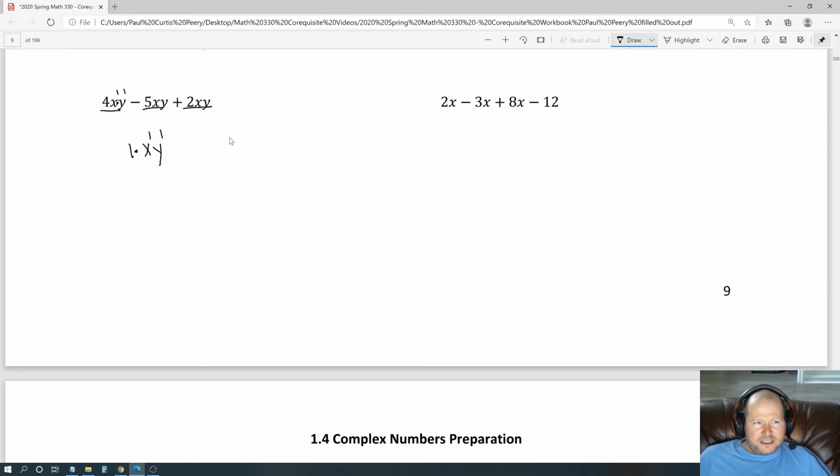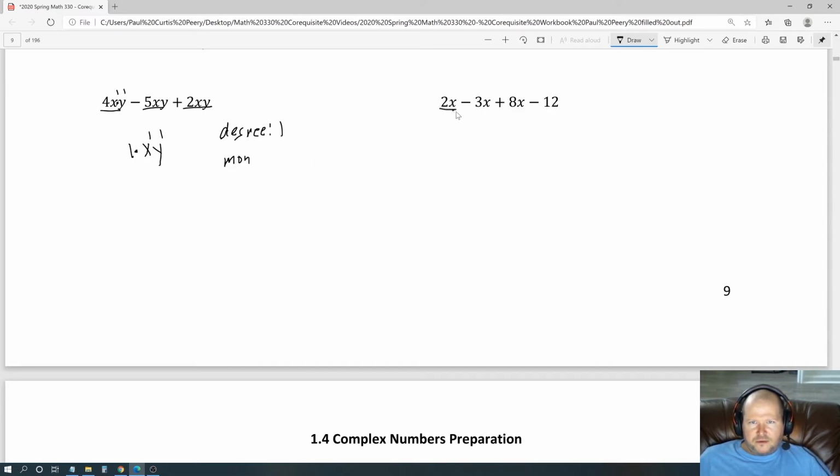So now it is simplified. Now that it is simplified, I can say the degree is 1. And I can also say that this is a monomial because I ended up with one term, monomial. I'm just too lazy to write the rest.